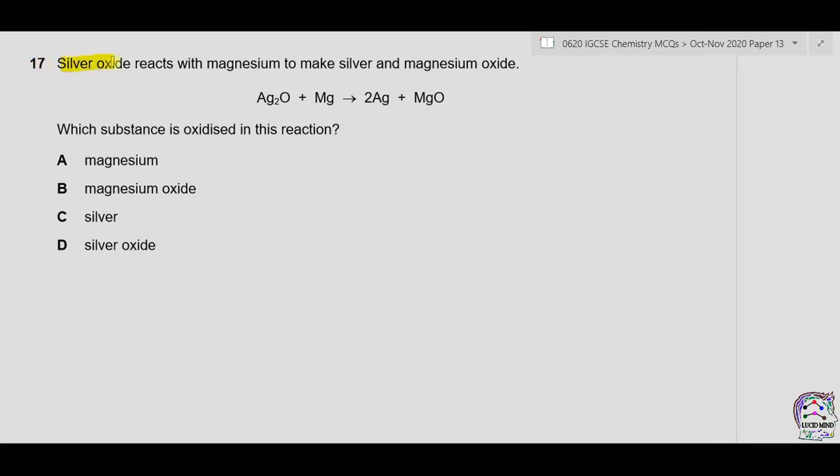Question 17. Silver oxide reacts with magnesium to make silver and magnesium oxide. This is the chemical reaction. Which substance is oxidized in this reaction? A is magnesium. As we can see, magnesium has gained oxygen. So the gain of oxygen is called oxidation. So it could be true. B is magnesium oxide. As this is a one-sided reaction and magnesium oxide is a product, it is wrong. C is silver. Again, silver is the product that is formed. It is also incorrect. D is silver oxide. We can see that silver oxide has lost oxygen to form silver, so it is reduction.